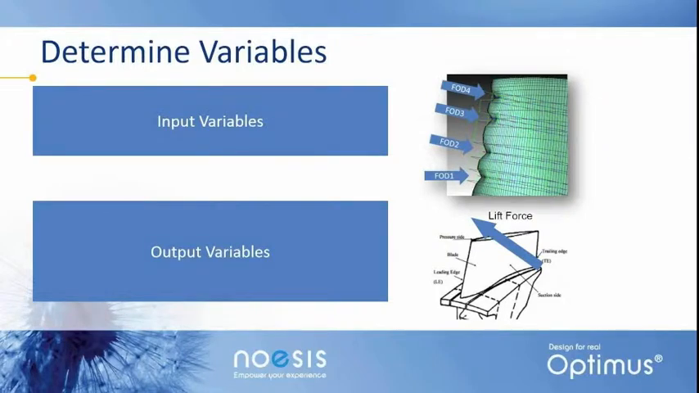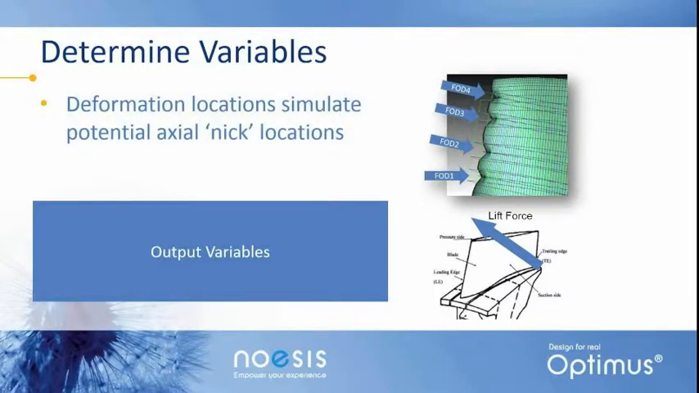As I mentioned, the first step is to determine the variables. We have input variables and output variables, obviously. And as you saw in Mark's presentation, he's used the arbitrary shape deformation ability of Sculptor to simulate nicks that occur on the leading edge of the blade. What we've done is create 4 separate nick locations along that leading edge, kind of growing in an axial direction along the blade. Those will be our input variables, those 4 different nick locations.